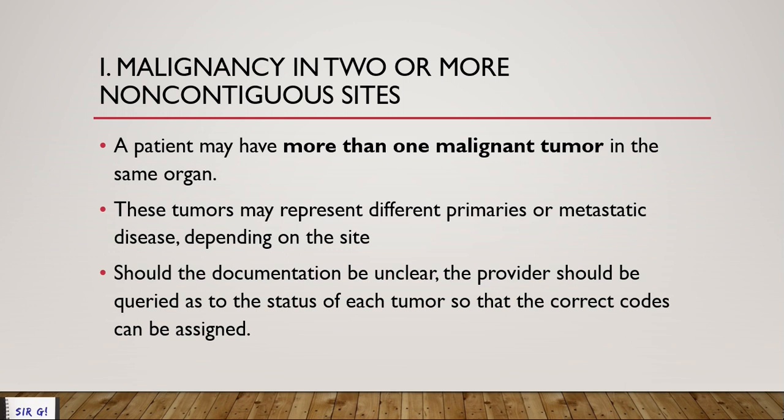So you need to have a separate code for each tumor depending on what type of tumor they have. If it's malignant, the other one is carcinoma in situ, the other one is benign, or the other one is uncertain. Okay?